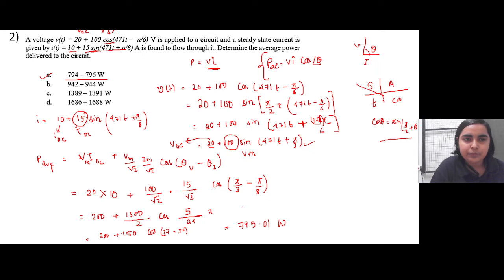Clear on this one? Hello, ma'am. 1500 divided by 2, it's 750. Okay, okay, ma'am. Yeah, this is 750. Okay. So we'll move to the next question then.